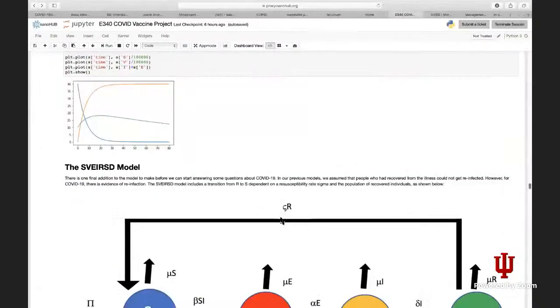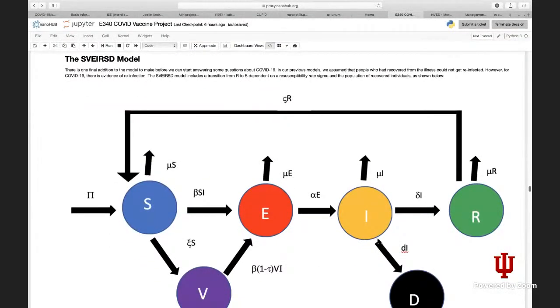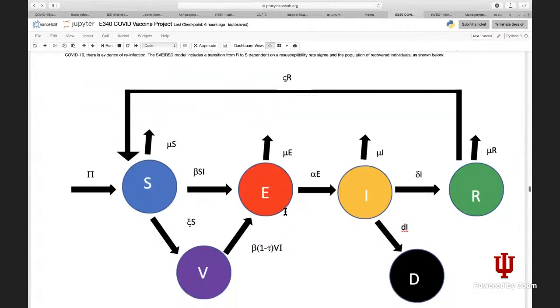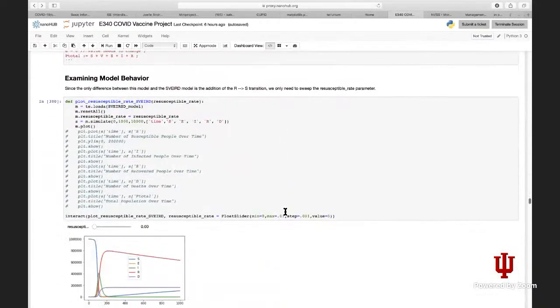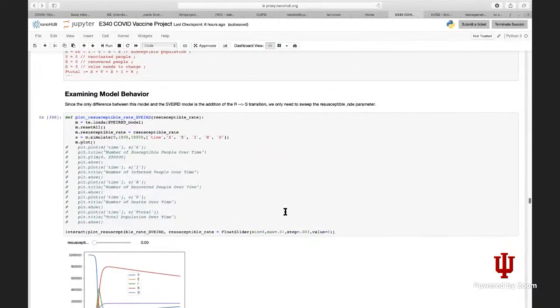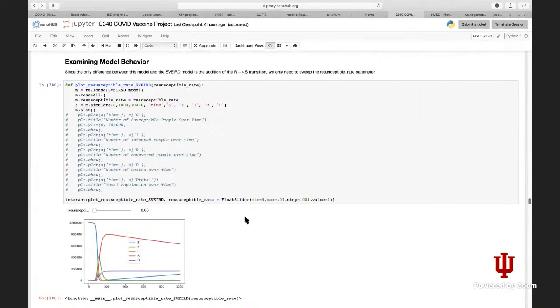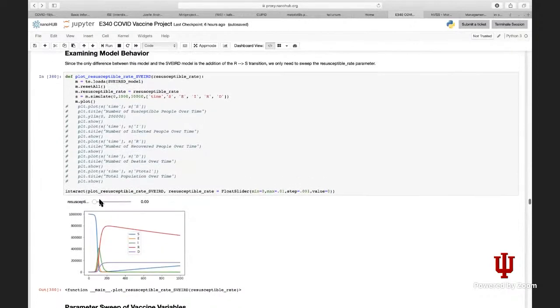So now moving on to the final model, SVEIRSD. So here's where we have resusceptibility. There's got to be a better name for that. So this time I don't walk through every single parameter. I only look at the resusceptible rate because that's the only thing that's different. So as we increase the resusceptible rate, we're going to see a decrease in the number of recovered people over time.